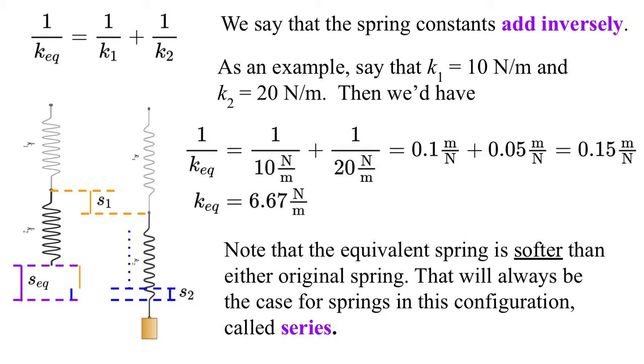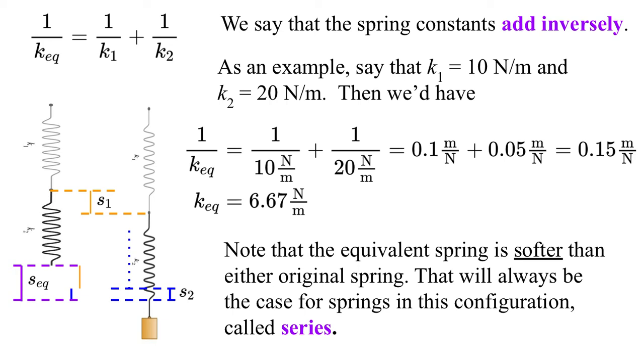We generally say that the spring constants add inversely or add reciprocally. As an example, if K1 had been 10 newtons per meter and K2 had been 20 newtons per meter, then we'd have 1 over the equivalent is 1 over 10 plus 1 over 20. 1 over 10 newtons per meter is 0.1 meters per newton, and likewise 1 over 20 is 0.05 meters per newton. So we get that 1 over K equivalent is 0.15 meters per newton, and then I flip both sides to get the equivalent, and I get 6.67 newtons per meter.